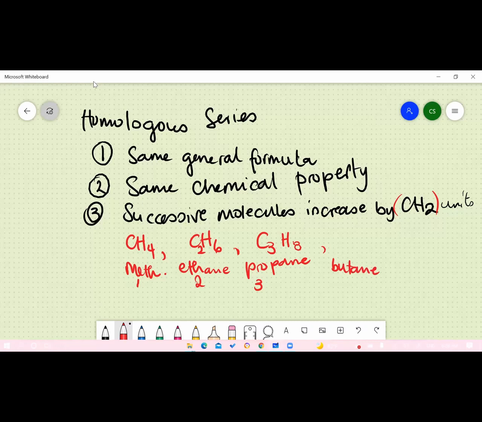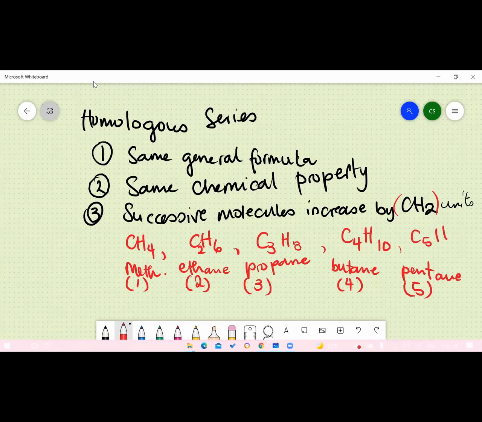What would this be? C4H10. Very good. All right, let's try pentane. The prefix pent is 5, but is 4, prop 3, eth 2, and meth 1. So what would pentane be? C5H12. Very good.